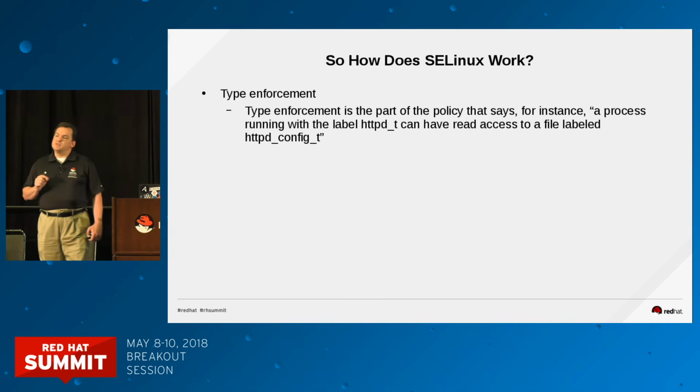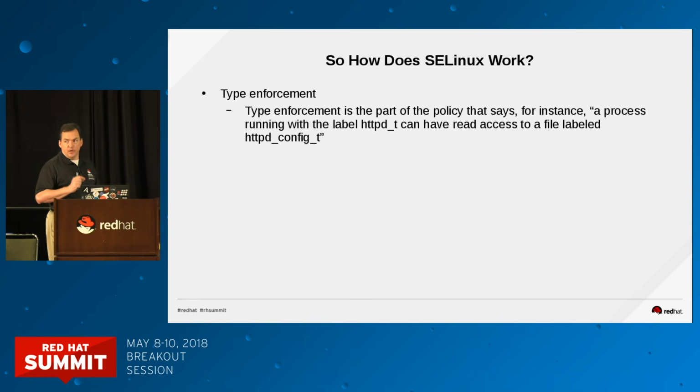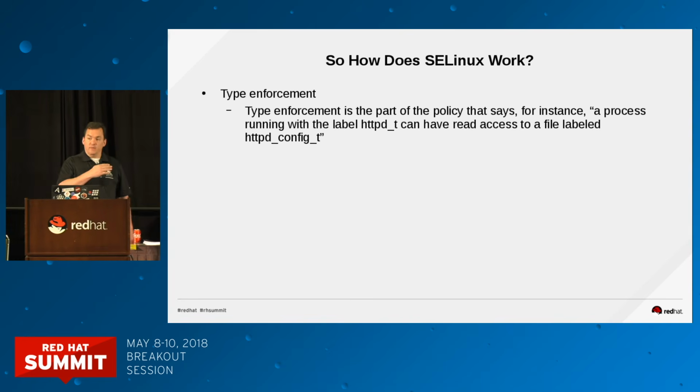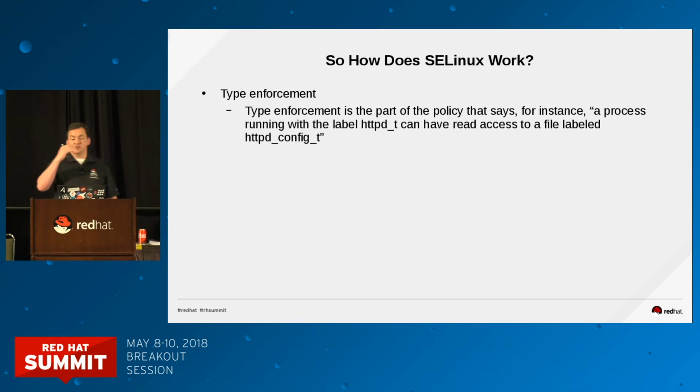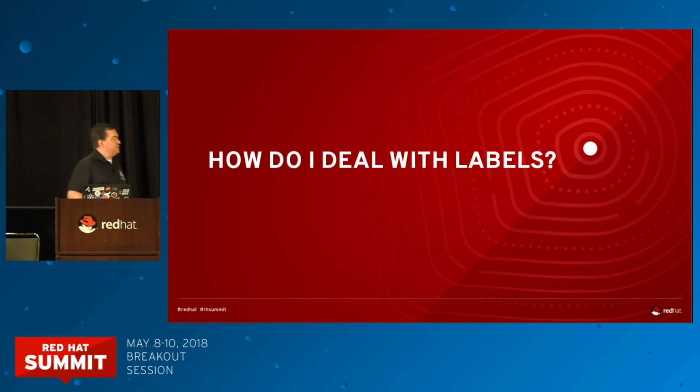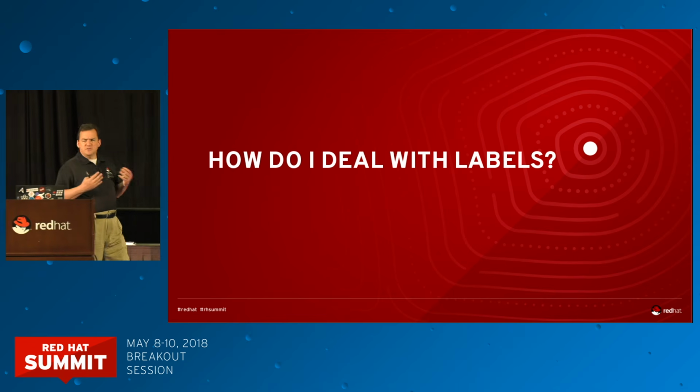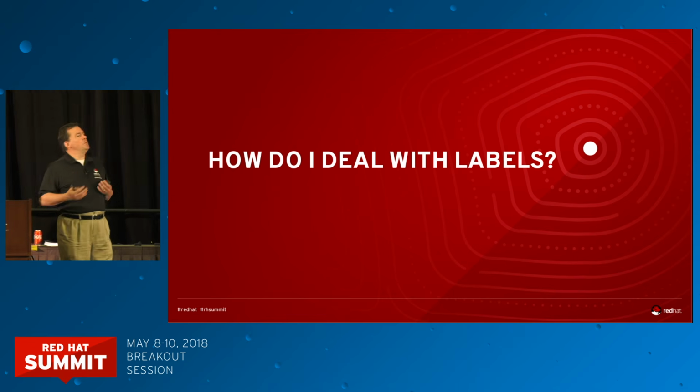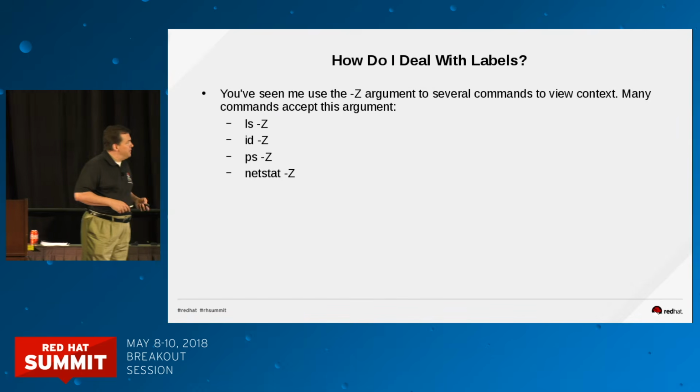So SELinux is sort of a belt and suspenders approach to security, right? We've got all the discretionary access control settings correct, but we also have mandatory access control. So you've seen me show you a whole bunch of different labels. How do I deal with these labels? Where do they come from and what do I do with them?